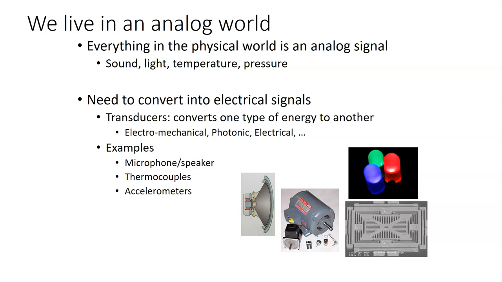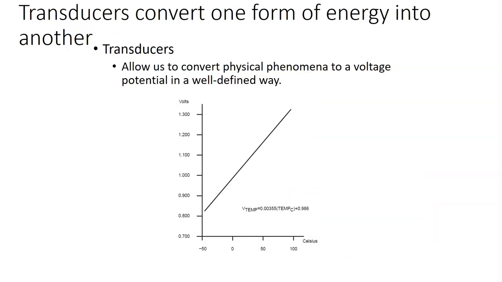Broadly speaking, many of these devices are what we call transducers, devices that take one type of energy and convert it into another. And this could be electromechanical, photonic, or even electrical. Things like thermocouples and accelerometers are examples of these devices. So the transducer converts some physical phenomenon to a voltage, and it's going to do this in some well-defined way.